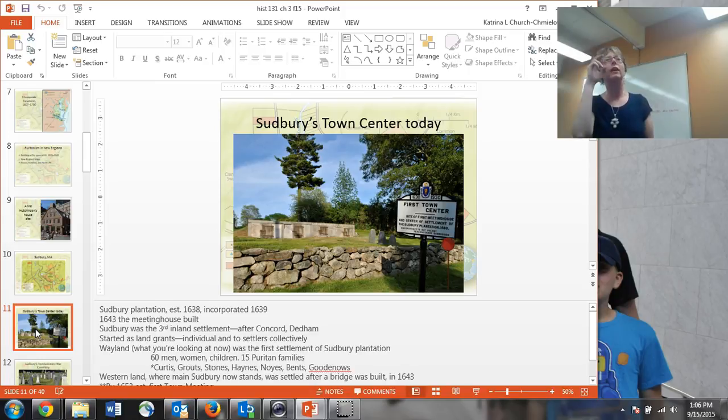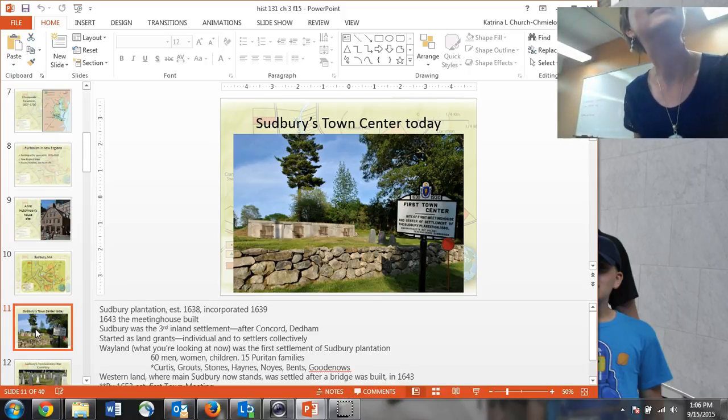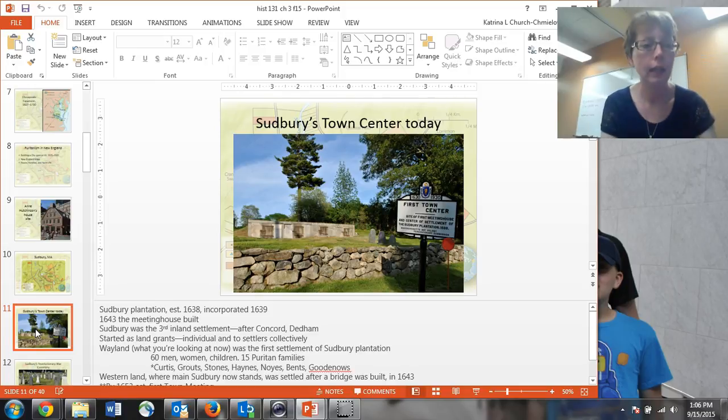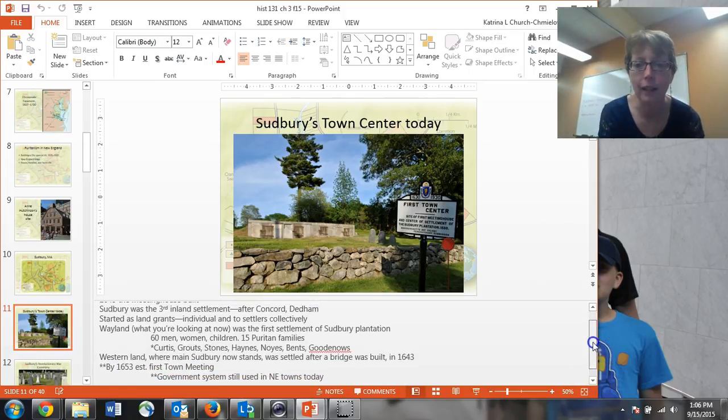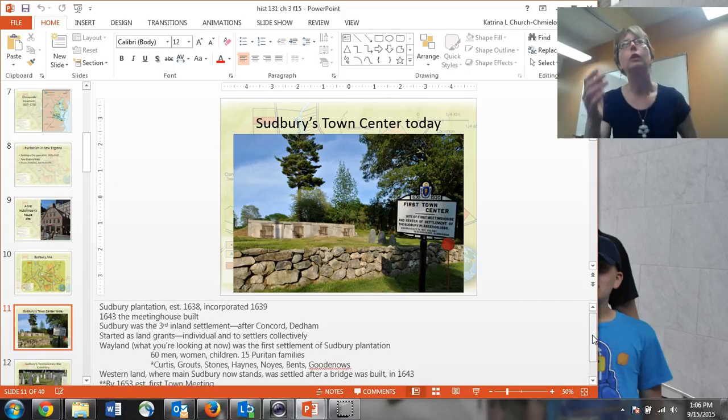Okay, so Sudbury's town center today. You can see where they have a site here, but it's been taken over by a cemetery, and it was the first meeting house and center of the settlement. Okay, so right there, that triangle, that blue triangle, that's what you're looking at. Okay, and it's actually not as easy to see or find as you would think. So the meeting house.